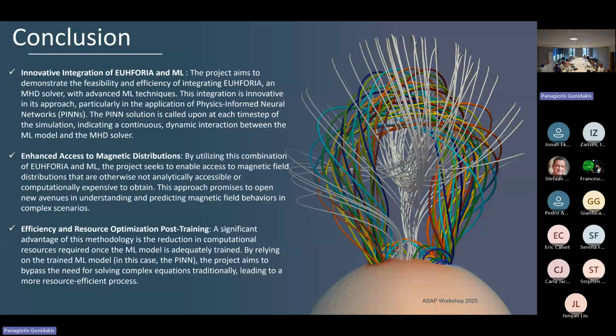Okay, to finish, I would like to conclude. So why could this project be interesting? First, it allows us to have access to magnetic field distributions for which we don't know the exact solution, because we use a solver. But using a machine learning solver instead of a classical solver is interesting because once the training is done, the inference time is very low, so it does not add computational resources to EUHFORIA. So it is perfect for real-time forecasting.